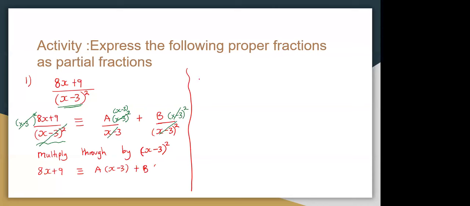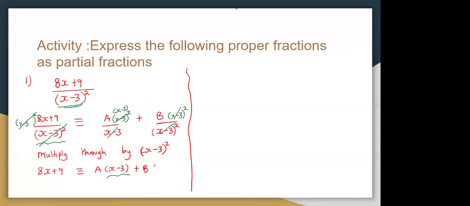Now, once we reach that step, the easiest thing to do, you have 2 options: either use what we call the substitution method or what we call the equating method. So allow me to use the substitution method. When it comes to the substitution method, you look at what you have on the right-hand side. Here I have x - 3, and it is the one I want to get rid of.